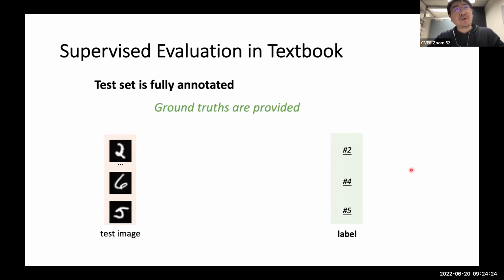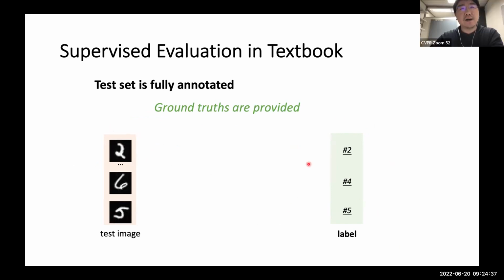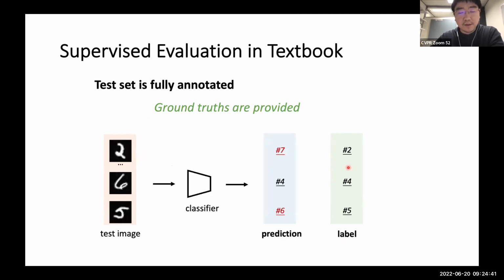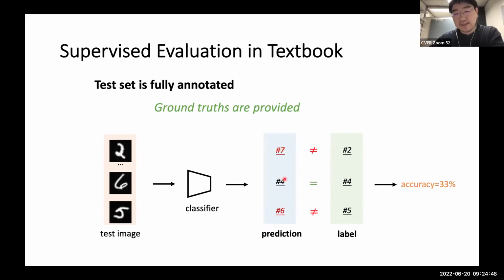We call this type of evaluation supervised evaluation, where we have labels, test labels. For example, we have a few test images, and on the left and on the right are their labels. When our classifier makes predictions, we compare the predictions with the ground truth labels and see whether they are the same. So in this example, our classifier gives us accuracy of 33%.